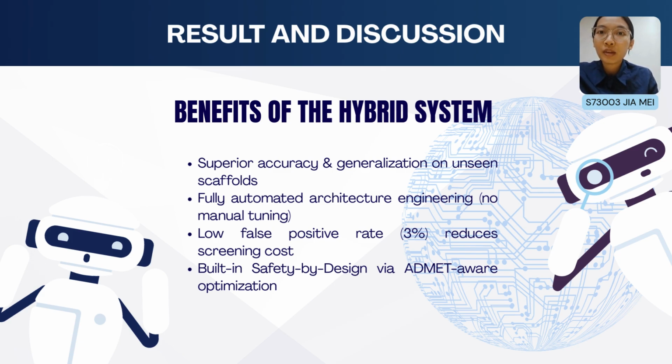So next is the benefits and advantages of the hybrid system. First, superior generalization and accuracy. The evolutionary neural network achieved a striking reduction in prediction error on unseen scaffolds, providing predictions with strong confidence. Second, automated architecture engineering. The system independently discovered the most suitable topology, meaning expert human intervention becomes largely unnecessary and manual tuning disappears entirely.